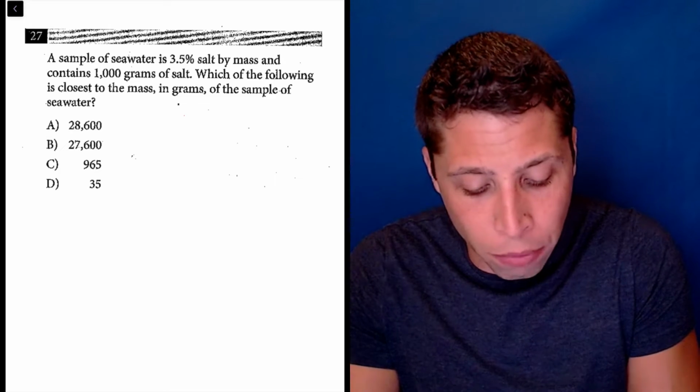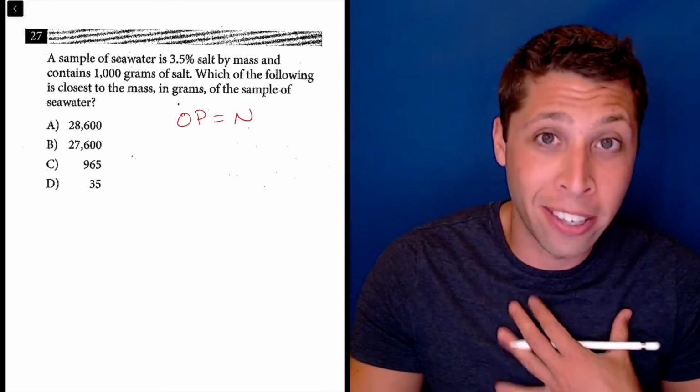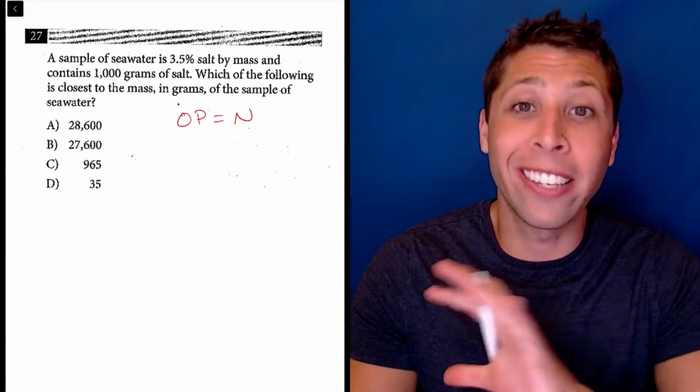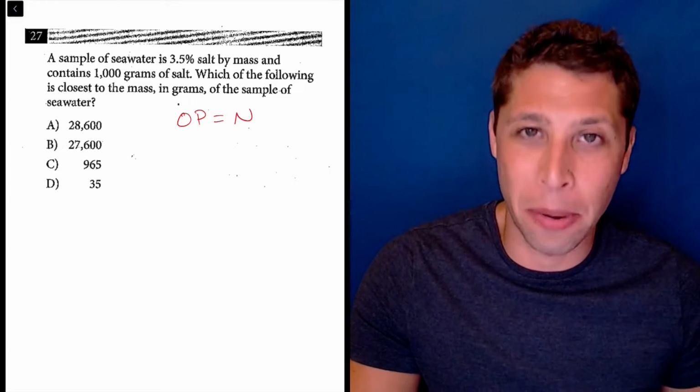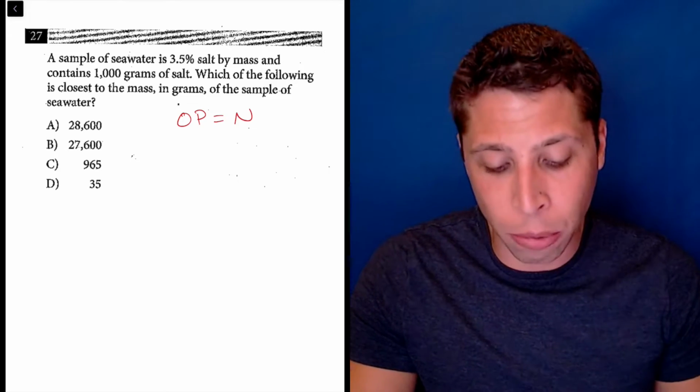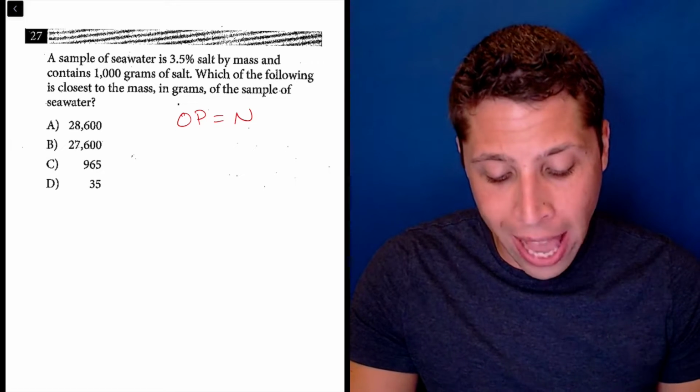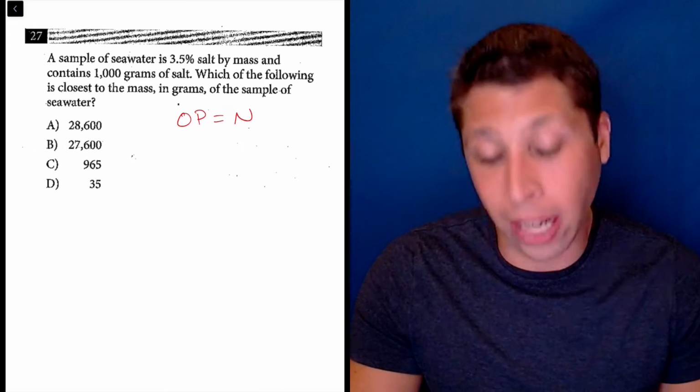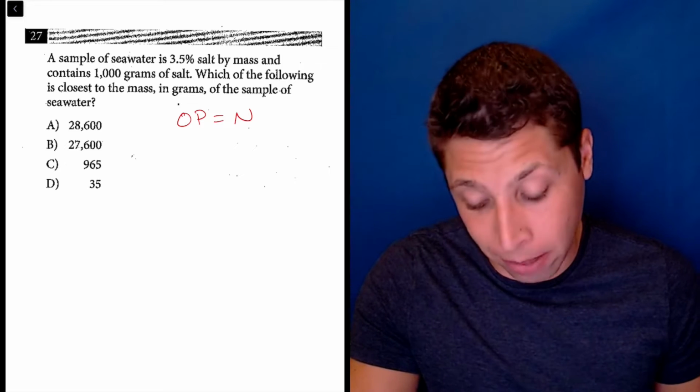So this is where the OPEN formula comes in, which I invented, and that we'll use to kind of understand the percentages as they appear on the SAT. So O stands for original, P stands for percentage, and the N stands for new. It kind of looks like the word open when we factor the equals in. So what do we have?